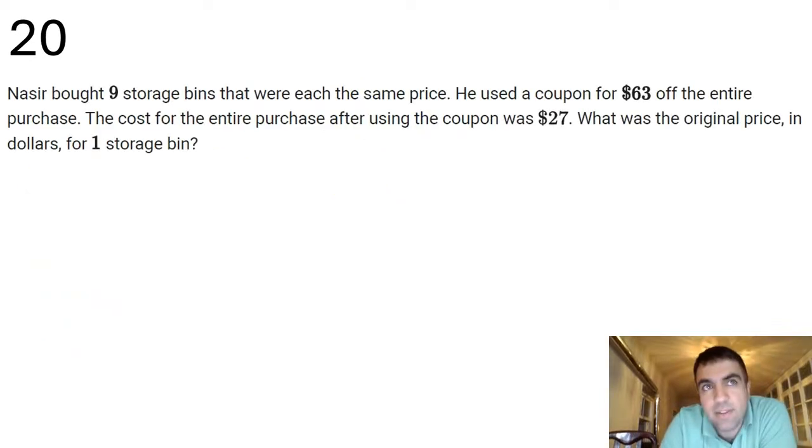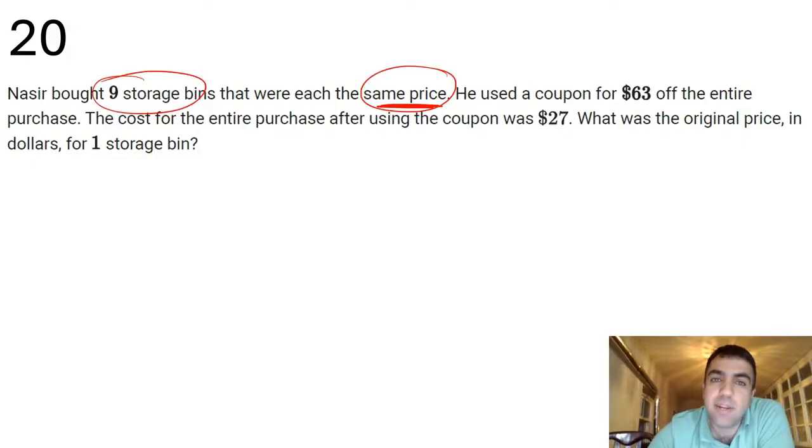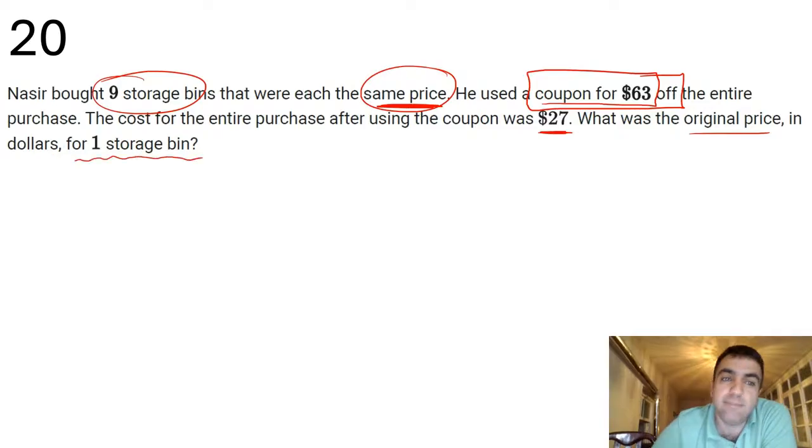20th question. Nasir bought 9 storage bins that were each the same price. He used a coupon for 63 off the entire purchase. The cost for the entire purchase after using the coupon was $27. What was the original price in dollars for one storage bin?